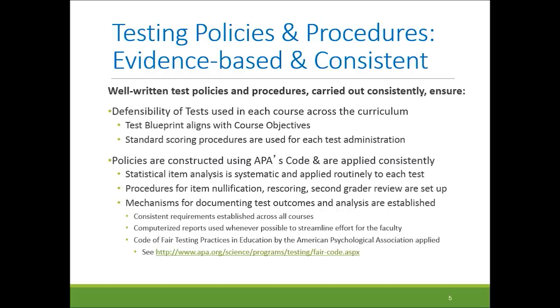That should be a question that your testing committee is constantly asking. Do test blueprints, in other words, the plan for the test, does it align with course objectives? And of course, do those course objectives then align with the overall objectives for the program and the mission and vision of the university? Standard scoring procedures, are these used for each test?